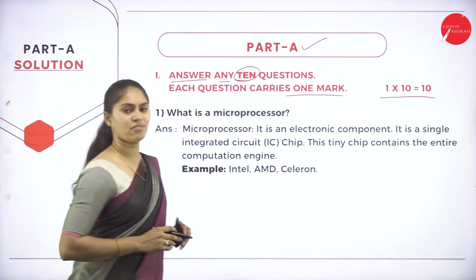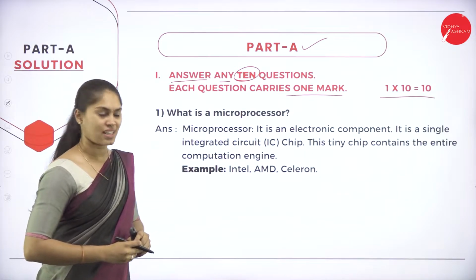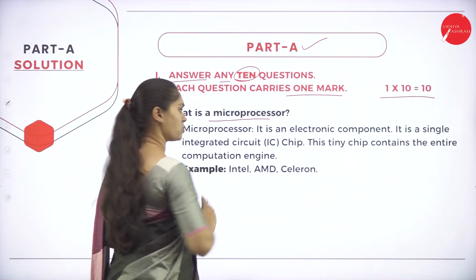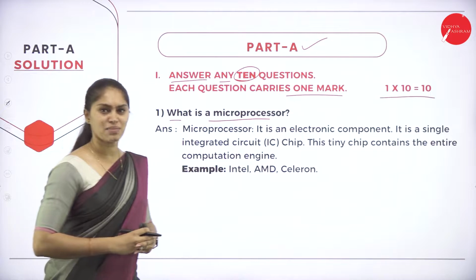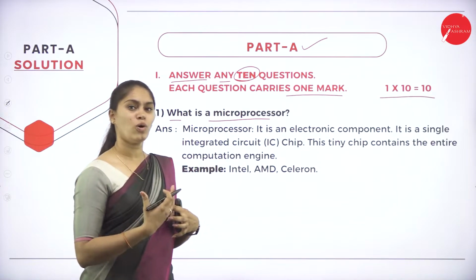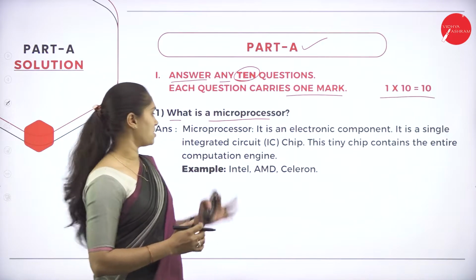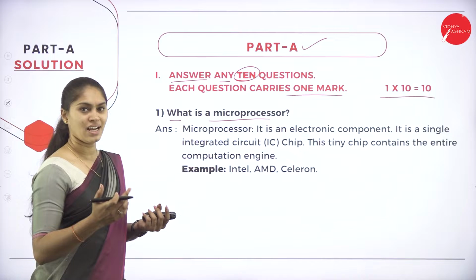That means part A is going to give you 10 marks. So what is the first question? That is, what is a microprocessor? As we all know, it is just a tiny chip which holds the entire computation part within it. That is what a microprocessor is all about.